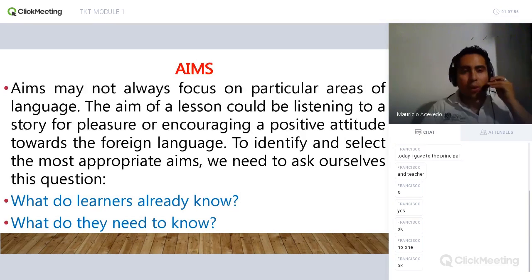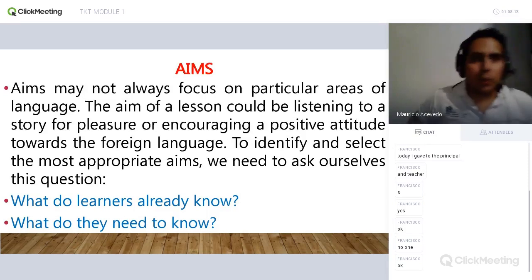Okay, so this is very important. They don't have to be very formal. Obviously, that will depend on your school, your principal, your coordinator, and also on yourself, right? How you want to work. But you can have very simple aims. Okay, I have an example.